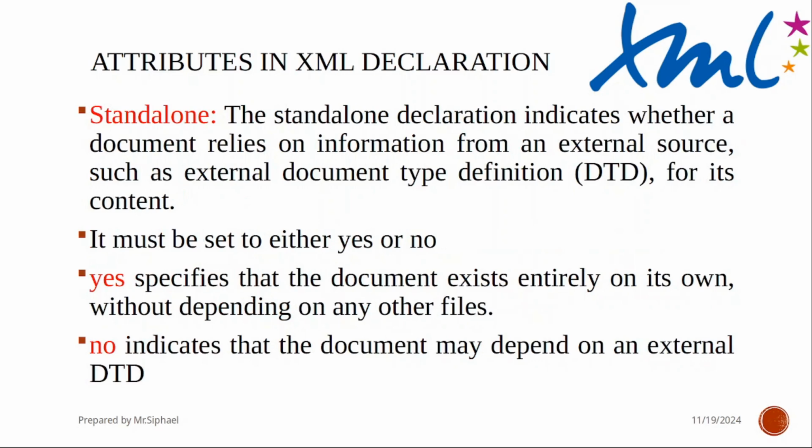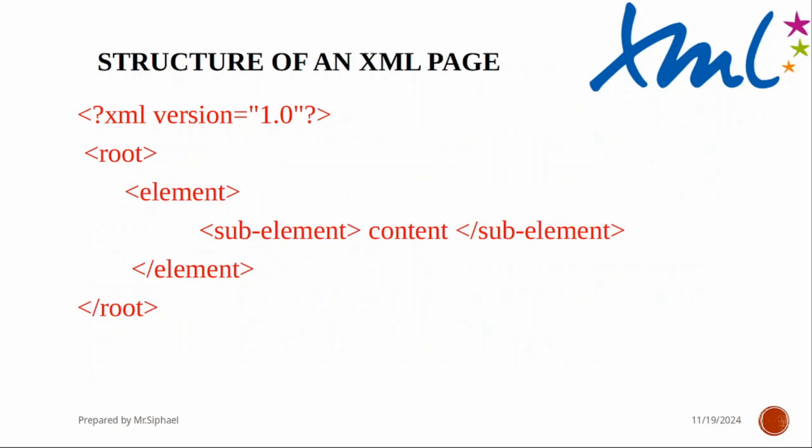Standalone: this standalone attribute declares whether a document relies on information from an external source, such as an extended document type definition, for its content. It's either yes or no. If standalone equals yes, it means the document is not dependent on other sources. If it's no, it means it depends on an external DTD. So, structure of an XML page.